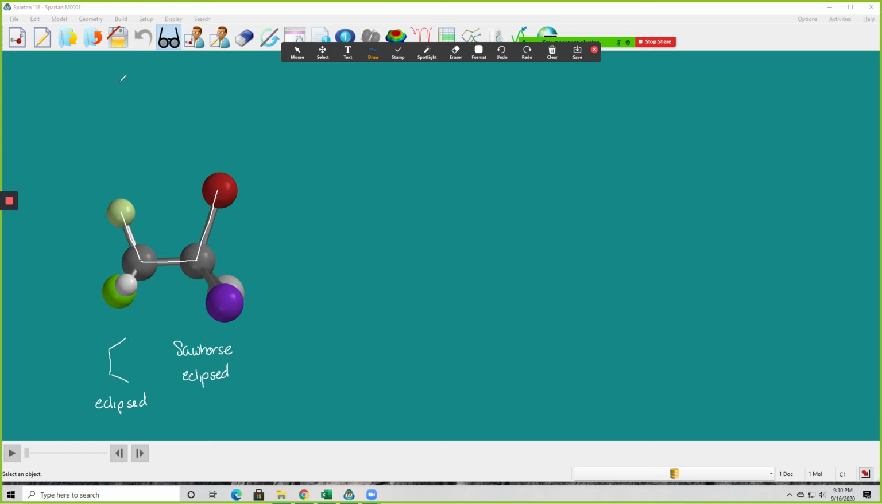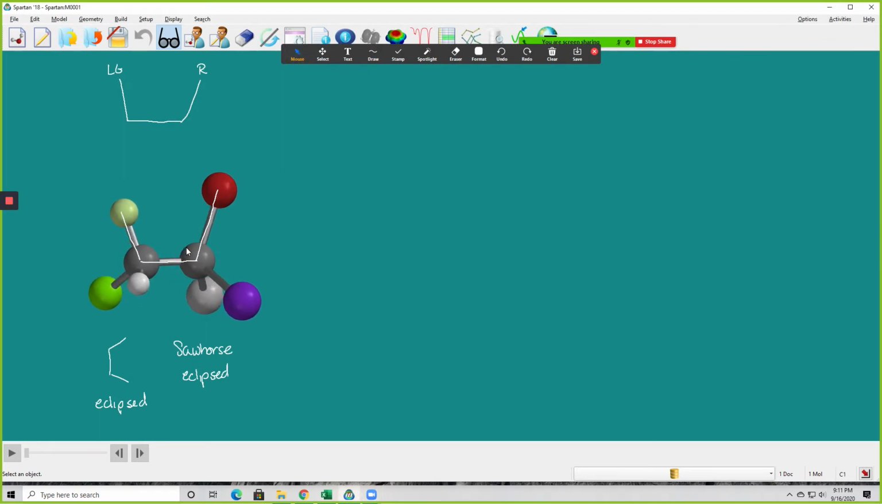Now I'm going to rewrite that structure up here, and we're going to add our bold and dashed wedges. So here is the light green group, and here is the red group. Now this white group down here and the purple group are both pointing towards you, in front of that plane. And if I rotate my molecule a little bit here, you can see that the white and the purple are indeed pointing towards you.